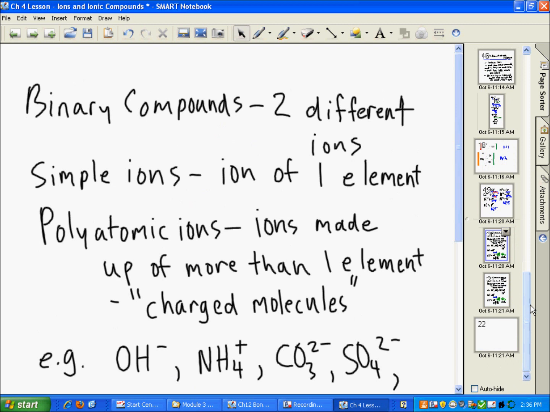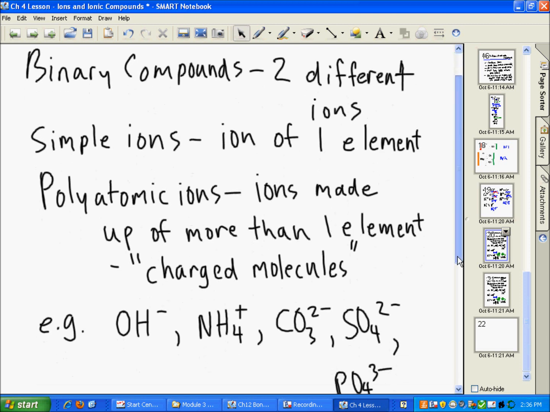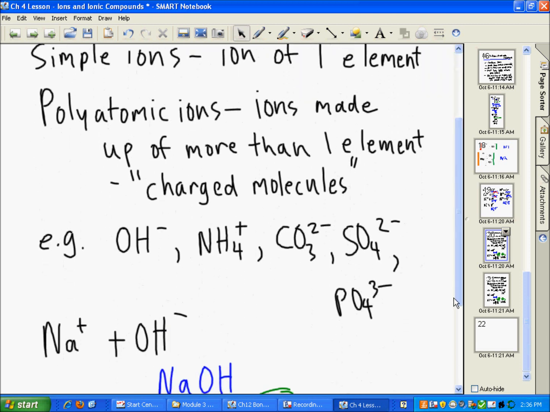So we are doing the formulas here for binary compounds. Binary compounds are where you have 2 different ions. In terms of the ions, what we've been working with so far are what are called simple ions. Simple ions are the ion of an element. So if you take fluorine, that's an element, and you make the ion from fluorine, F-, that's a simple ion. Polyatomic ions are ions that are made up of more than one element.